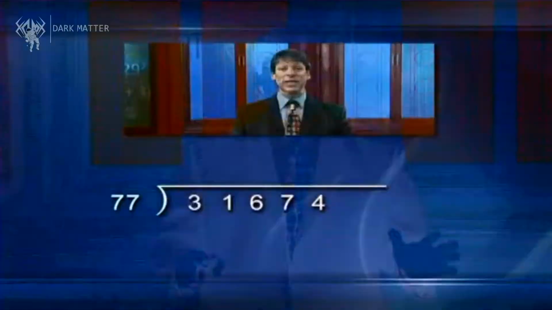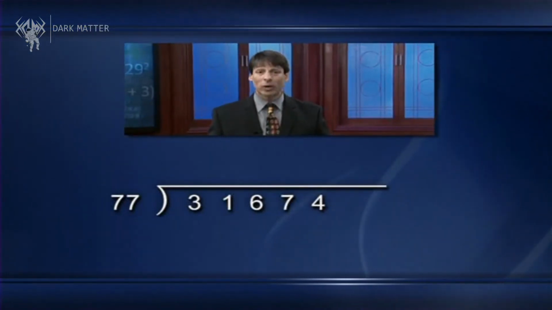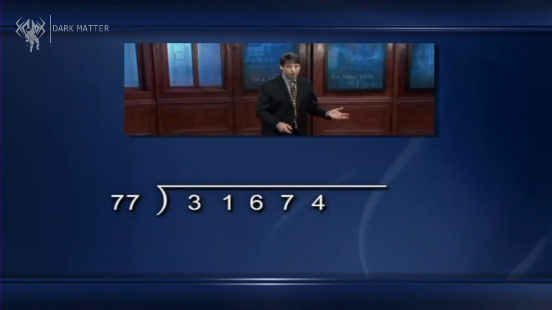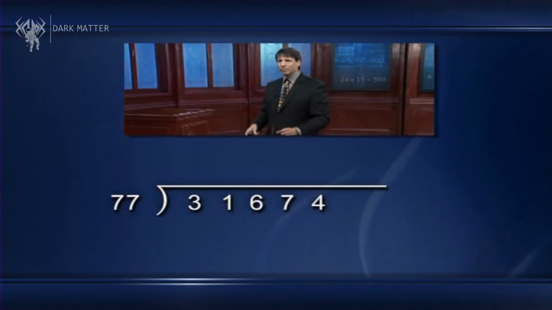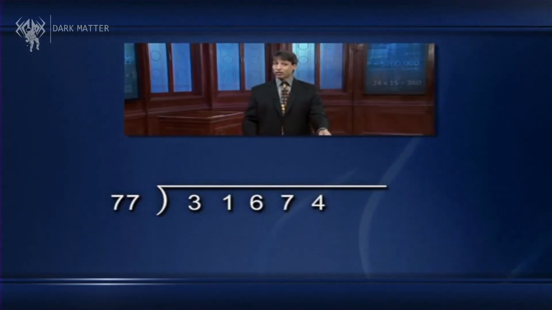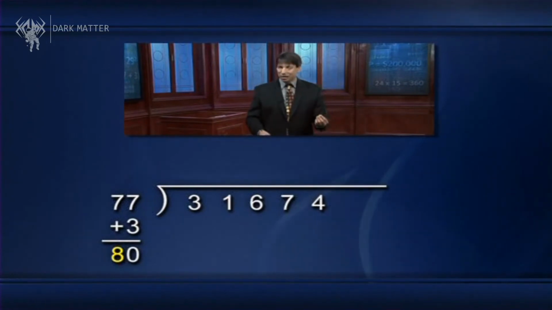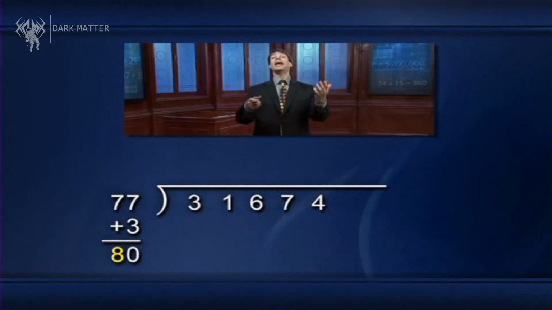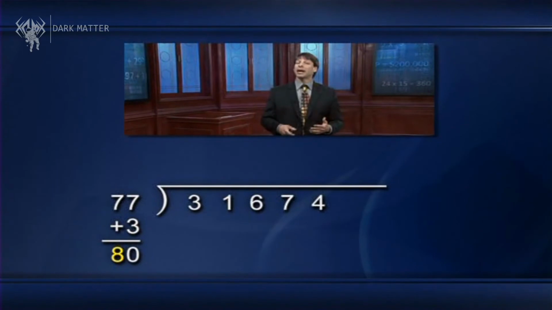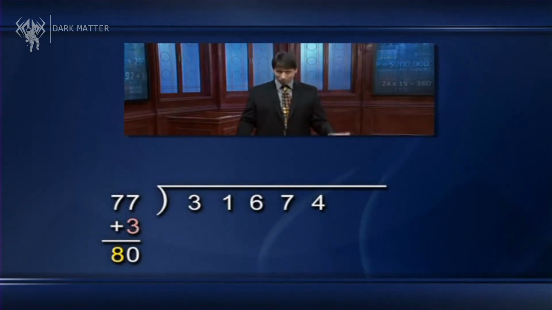Let's do one more example that involves a carry. Let's try the problem 77 into 31674. Okay, so for this problem, tell me what's going to be the divisor. We're rounding 77 up 3 to 80. So the divisor is going to be 8 and the multiplier is going to be 3.